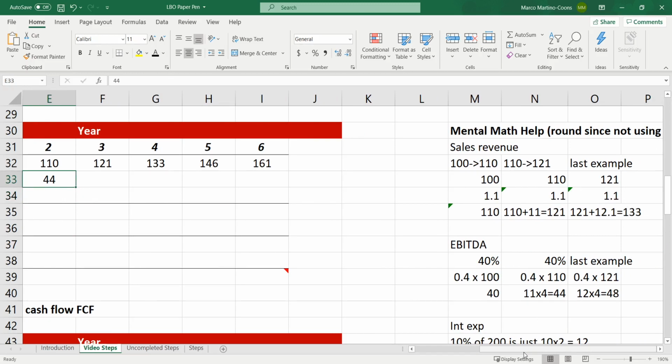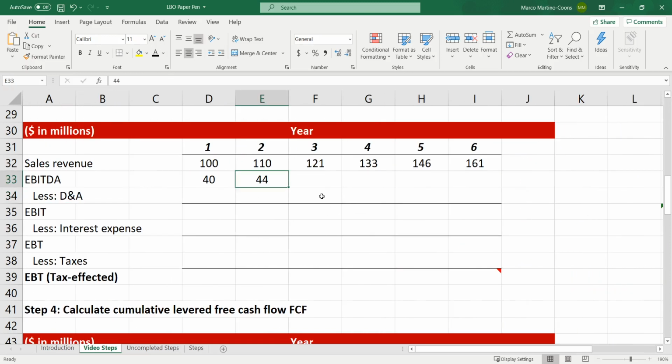So again, for 121, you take the same idea. We do 12 times 4, right? So everybody should know that 12 times 4 is 48. And there we go. And let me just fill in the rest. So those are the first 2 lines.